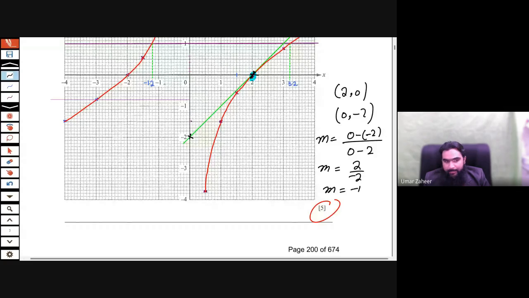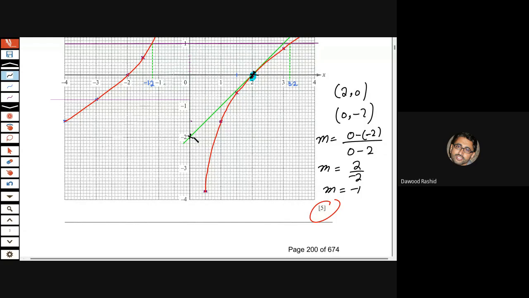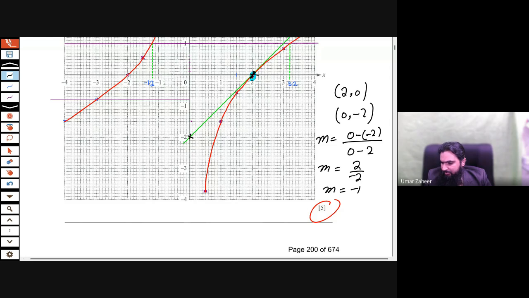So m is equal to -1. Yes, sir, -1. 0 comma -2, 2 comma 0. Because it's a positive line, how will it be minus? Oh, sorry, it's 0 comma -2. So 0 minus -2 and 2 minus 0, sorry, by mistake. It's 2 minus 0. Because from the graph you can clearly see that it must be a positive gradient. So the answer is +1.